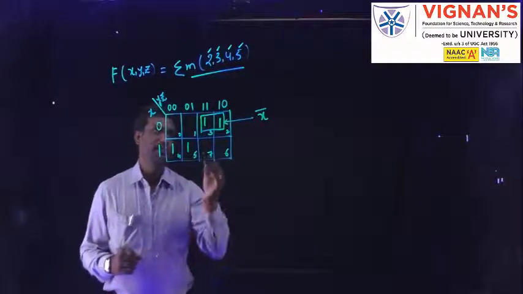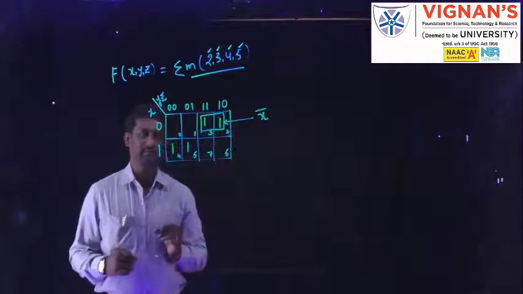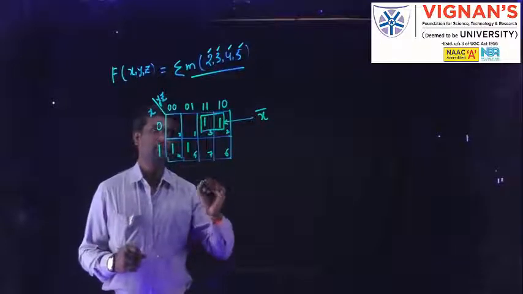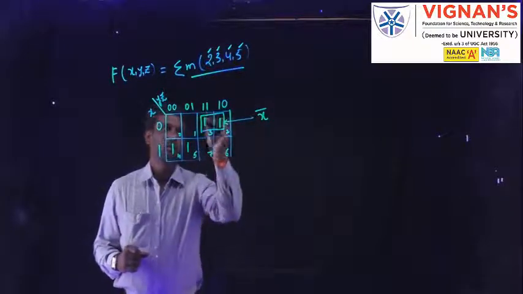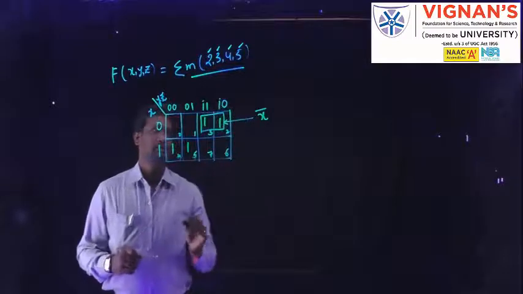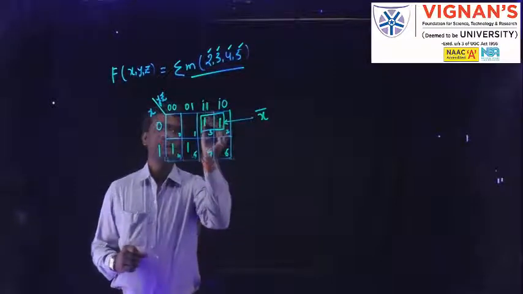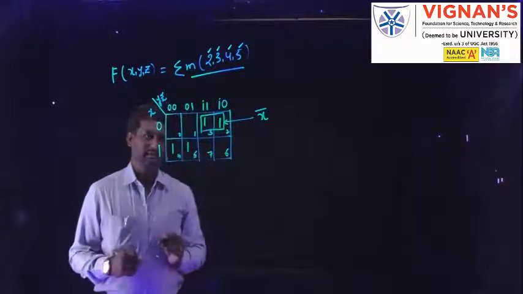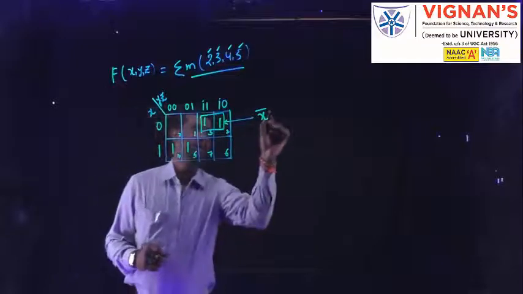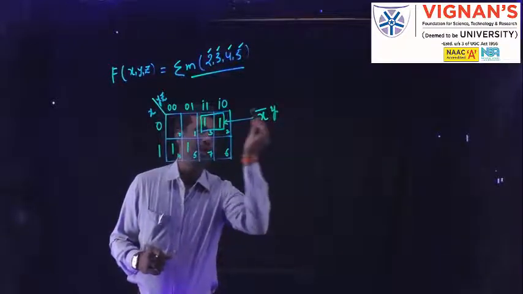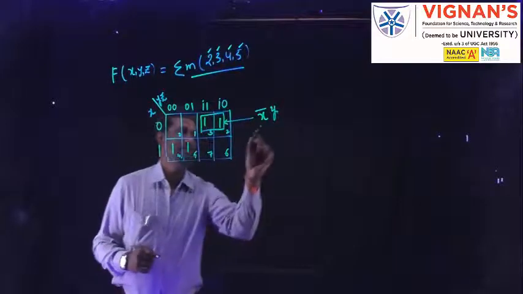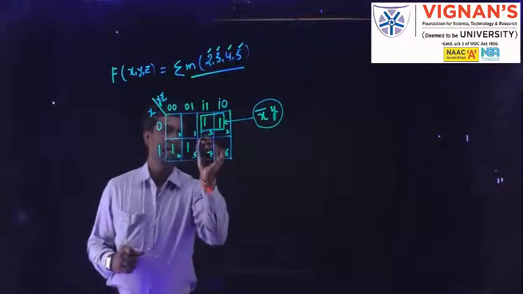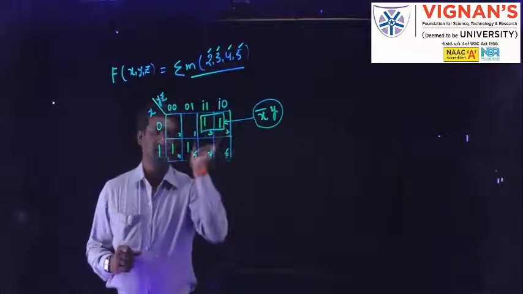Similarly, coming to the row wise, the common variable from the rows is 1. The corresponding variable for that first literal is y. So that variable expression consists of y. So this is the simplified expression by combining these 2 cells.